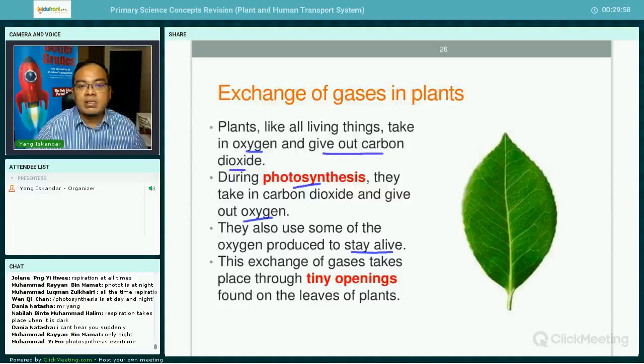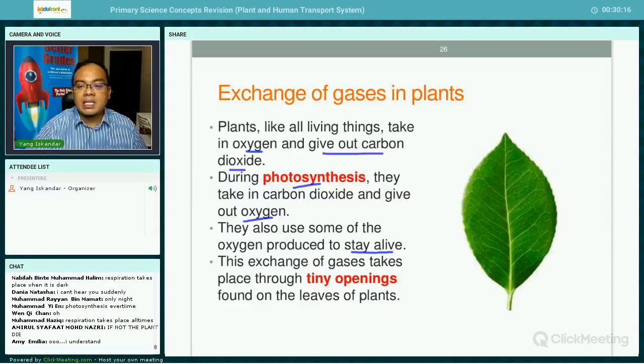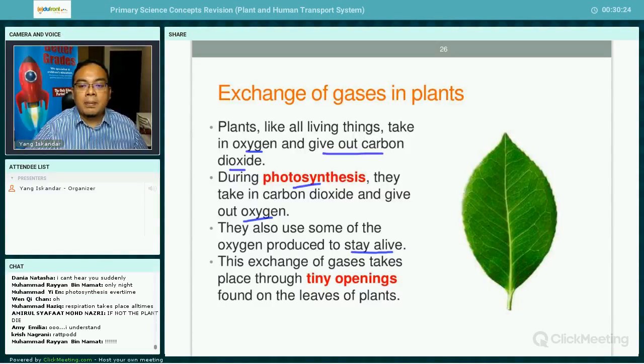Respiration takes place all the time because respiration is the life process of the plants. Plants need to be alive all the time, so that is why they need to respire all the time. So respiration takes place all the time in plants, just like in humans. Plants take in oxygen and give out carbon dioxide in the process of respiration at all times.